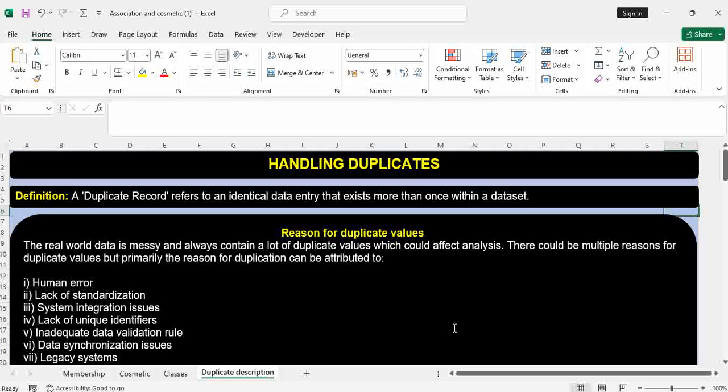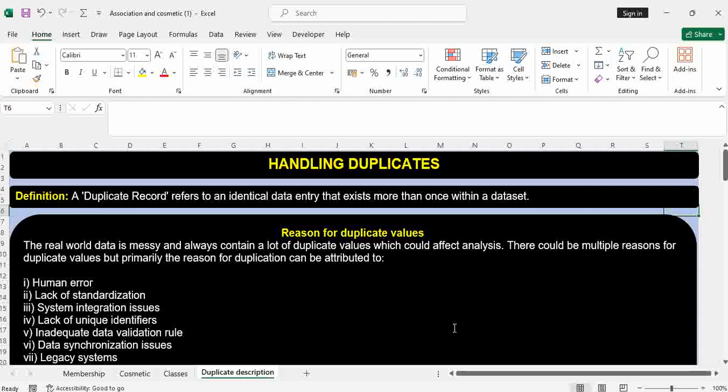Hello, welcome back. In the coming series of classes, we are going to deal with duplicate values. What is a duplicate record? A duplicate record is an identical data entry that exists more than once within a dataset. But look at it from this other perspective. Sometimes duplicate values don't mean they are identical.